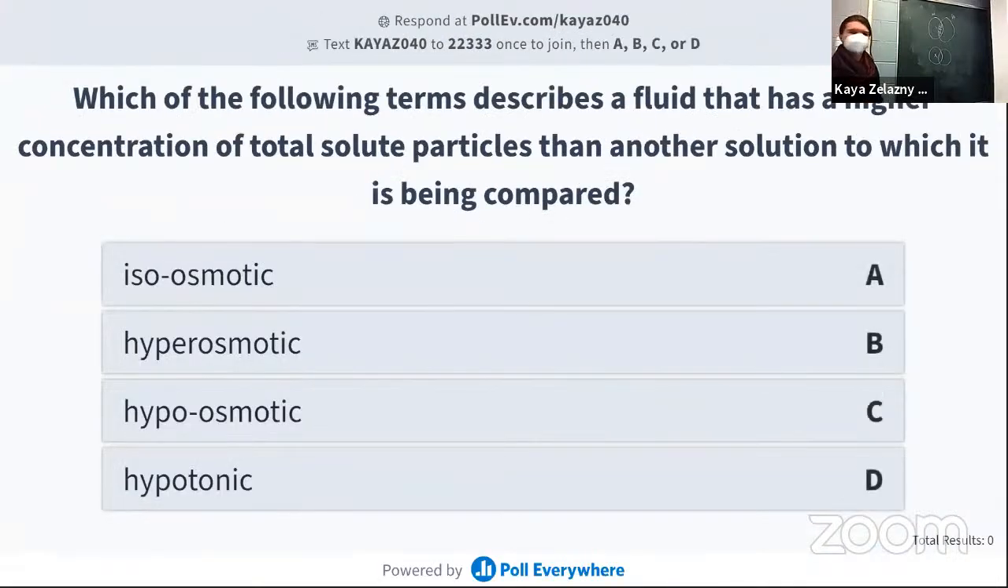Okay, let's do another osmosis question. Nice and wordy, just like exam questions, everybody's favorite.